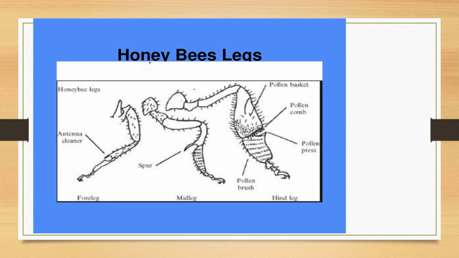The next one, the middle leg, also has a spine in the tibia, which is used for picking the wax from the abdominal segments of the insect. Coming to the hind leg, here also the tibia is modified. The inner surface of the tibia is grooved, used for temporarily storing the pollen grain. The first segment of the tarsus is enlarged and has rows of brush-like structures, called a pollen brush, for brushing the pollen.